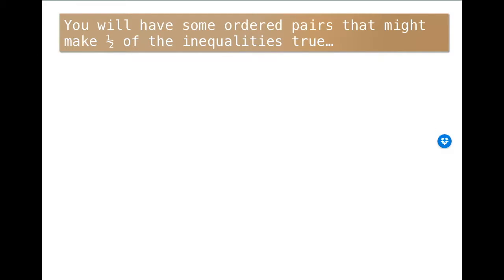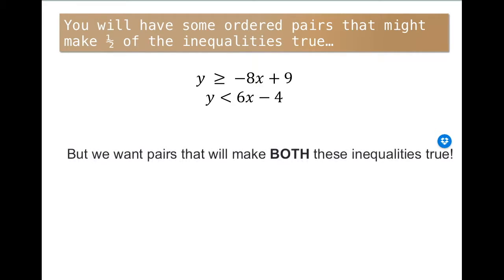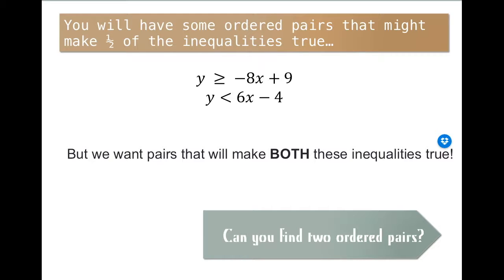You will have some ordered pairs that might make half of the inequalities true, but we want a pair or a coordinate that will make both of these inequalities true. Can you try finding 2 ordered pairs?